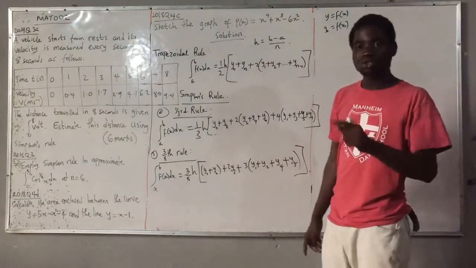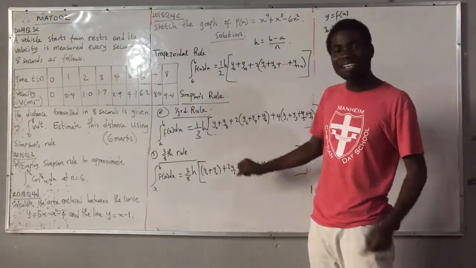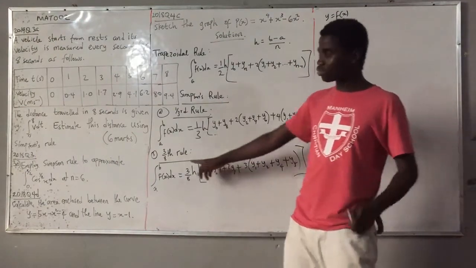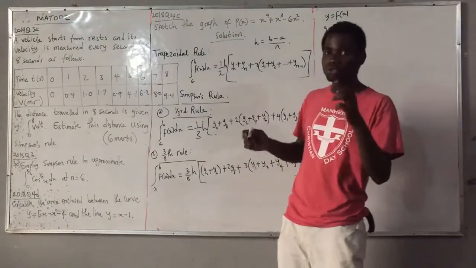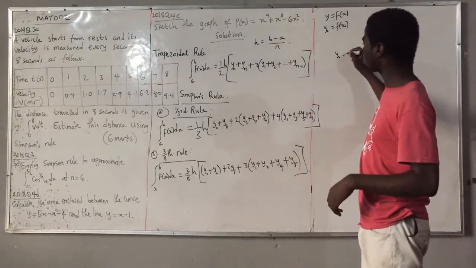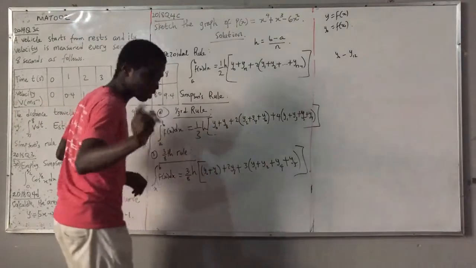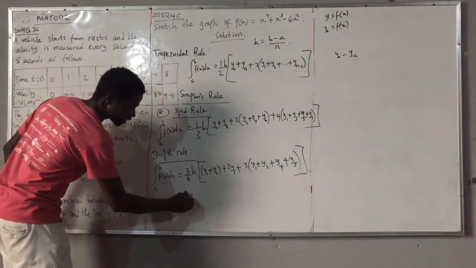Then I told you this one must be a multiple of 3. Then for the other remaining multiples of 3 we have 2. Do you understand? Assuming I told you this one must be a multiple of 3. Assuming I have y0 to y12 now. Simpson's 3/8 would have been what? Let me show you what it would have been. It would have been 3 over 8h.